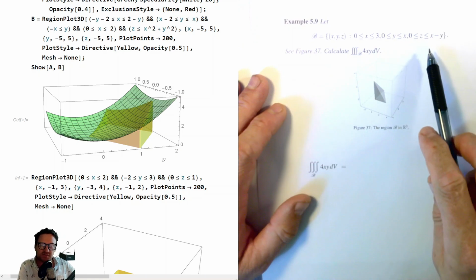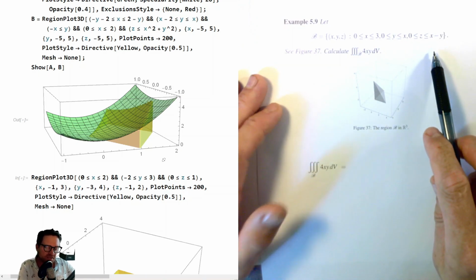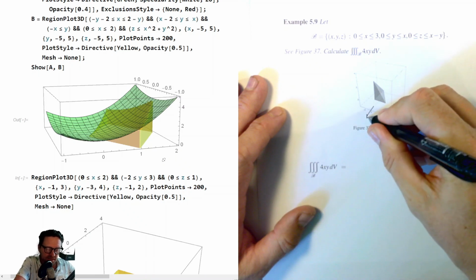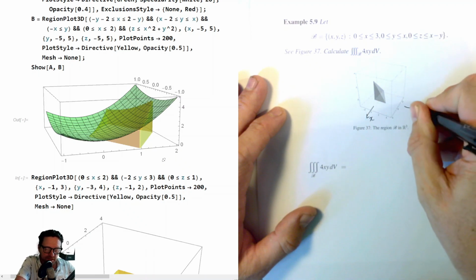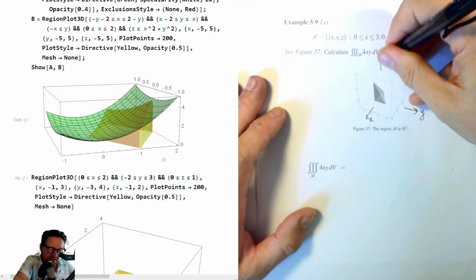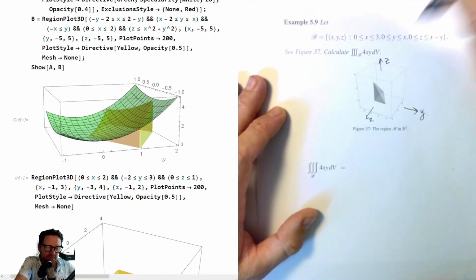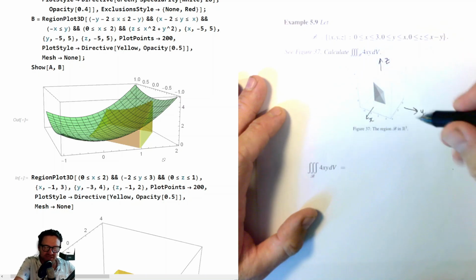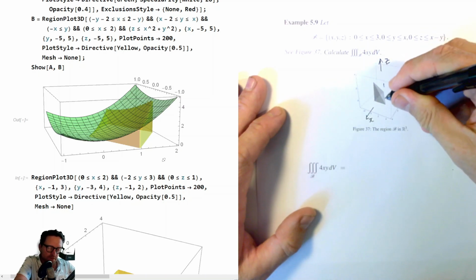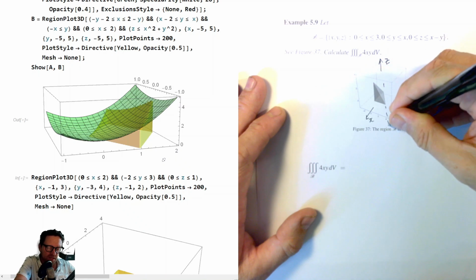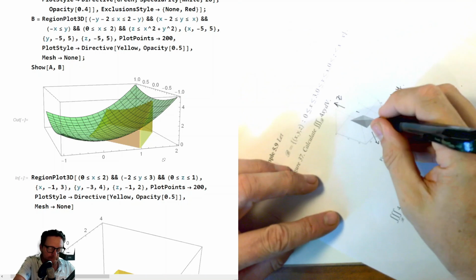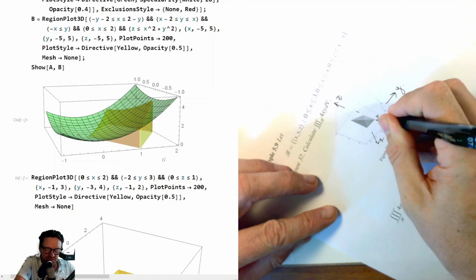So now we have a more interesting region here. So let's discuss the region. It looks to me like x comes out this way, y out this way, and then z this way. And so we've got a boundary here on the xy plane. That's the boundary, y equals x.